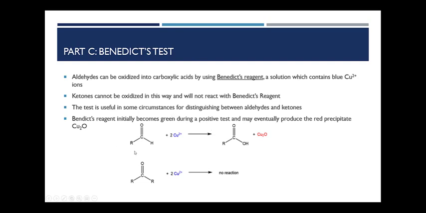So we should take a solution remaining blue as a negative test. If it becomes green, that should indicate a positive test, and then it can go from there into being the red copper 1 oxide. Now, in some cases, you might end up with a mix of green solution with the copper 1 oxide dissolved in it, and you might only see the green in those particular kinds of circumstances, and that should still be taken as a positive test. Really, we should only take it if it remains blue as being a negative test.